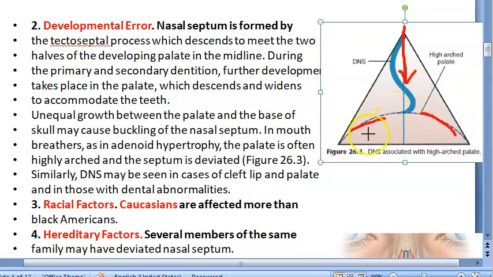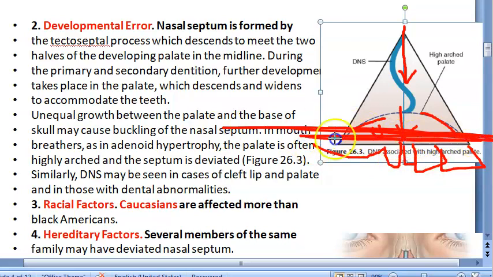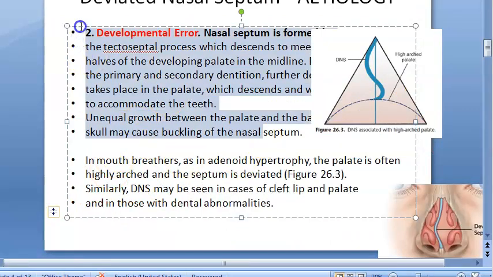During the primary and secondary dentition, that is when teeth are coming, further development takes place in the palate. The palate will further descend when the dentition is happening, and it widens to accommodate the teeth. Unequal growth between the palate and the base of the skull may cause buckling of the nasal septum. Did you understand this developmental error with respect to the palate?